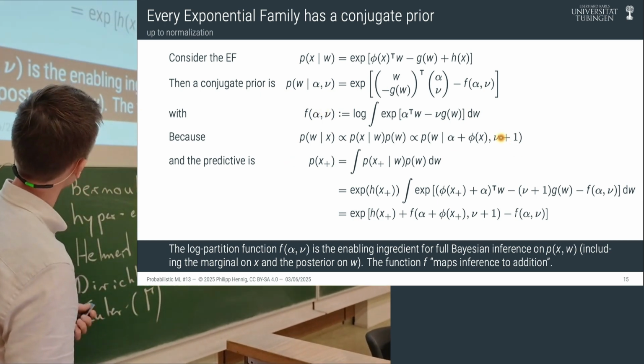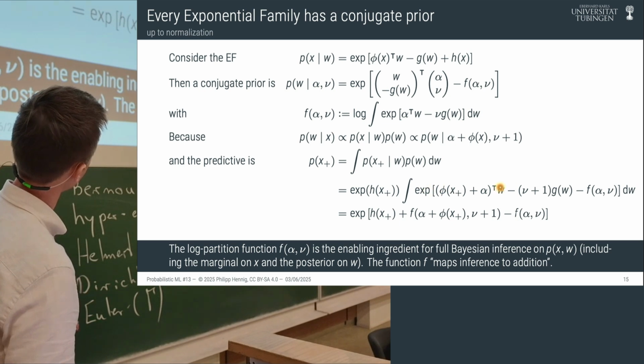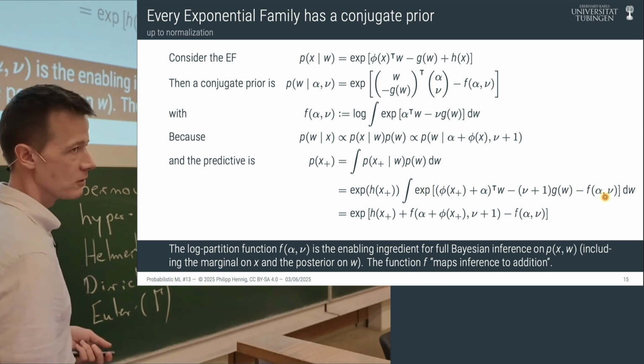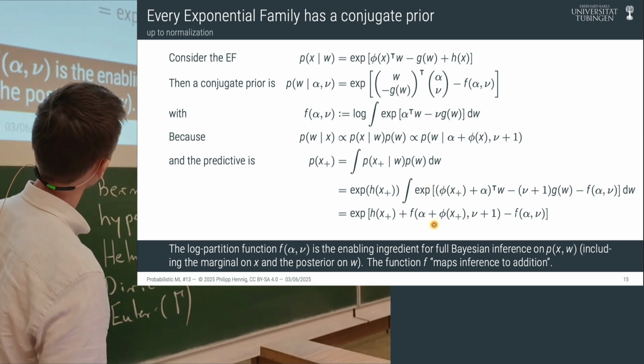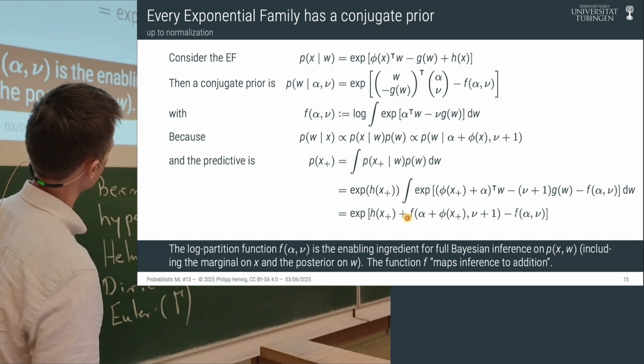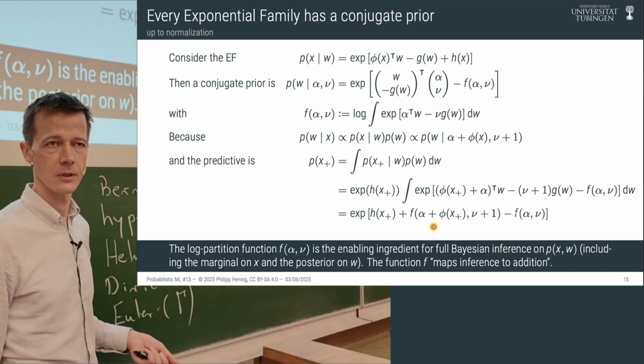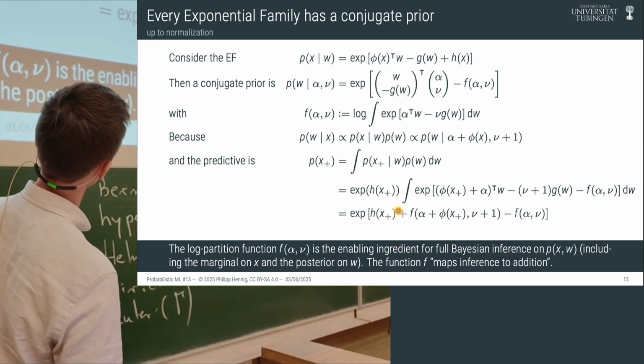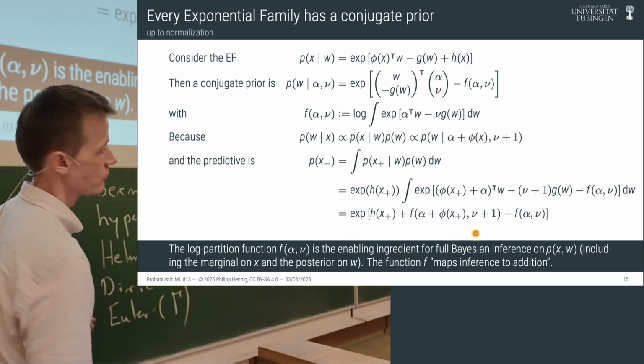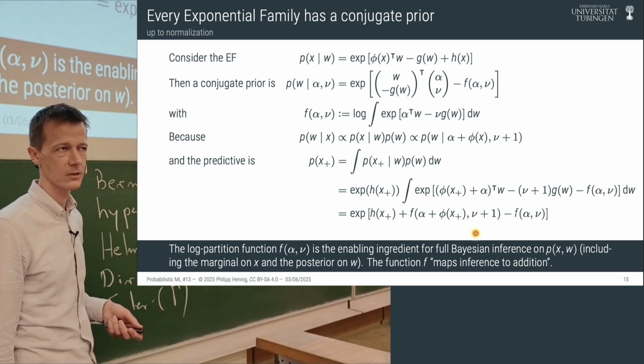So if we can do that, then this is just an instance of f minus the original f. So you can think of this, because they are log normalization constants, as a log ratio of normalization constants. So if you can evaluate f, you can predict future instances of x's.